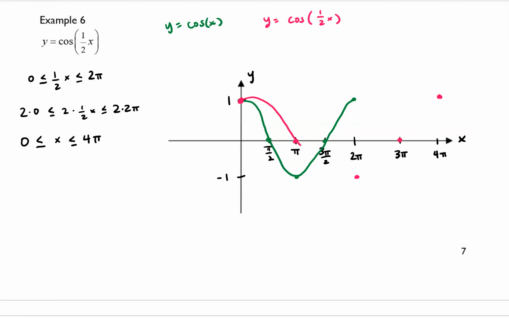I am on the struggle bus a little bit. Okay, third time's a charm. There we go. So the green is the original graph, and then the pink is the transformation graph. And again, notice that all of the input values are doubled, which leads to a horizontal stretch.